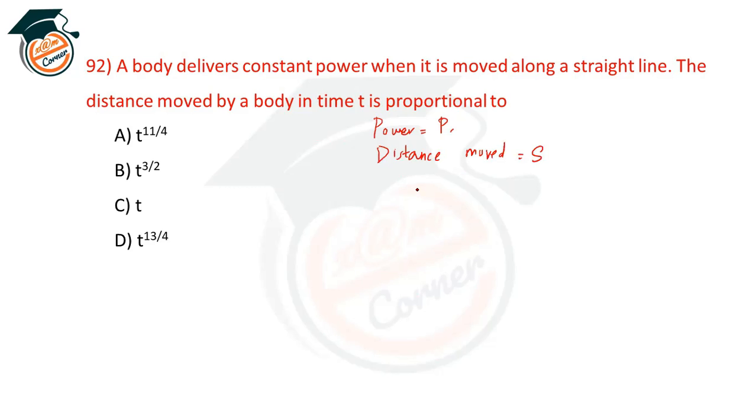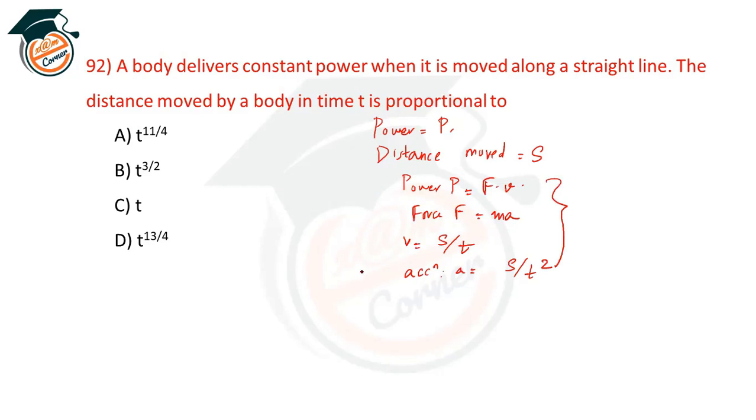We will consider two conditions. We already know that power P equals F dot V. Now we know the equation force F equals MA. So V equals S by T. Acceleration A equals S by T square. These four fundamental things we already know.